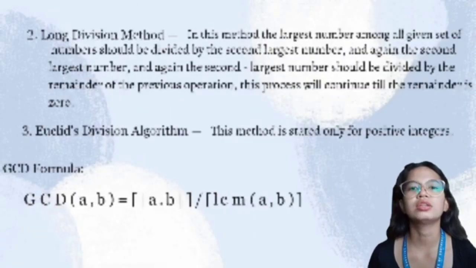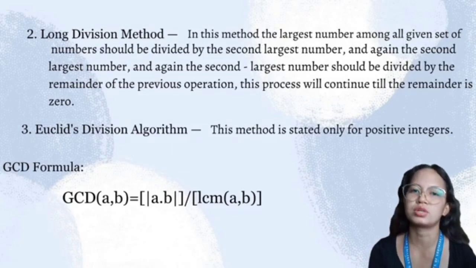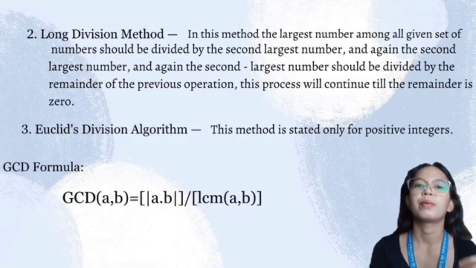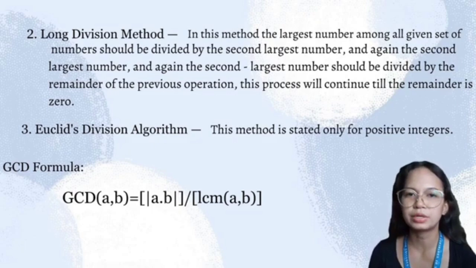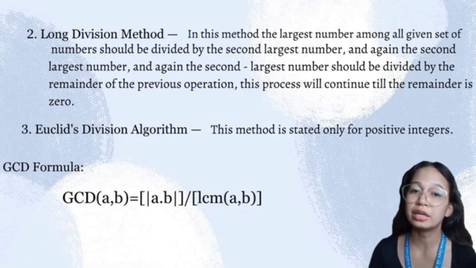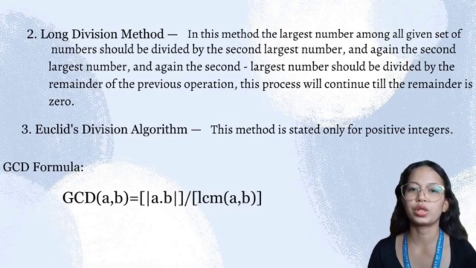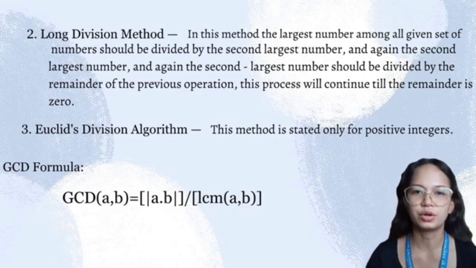Second is the long division method. In this method, the largest number among all the given set of numbers should be divided by the second largest number, and again, the second largest number should be divided by the remainder of the previous operation. This process will continue until the remainder is 0.